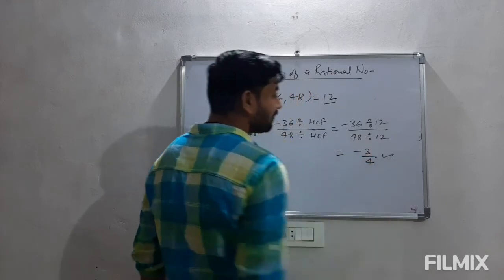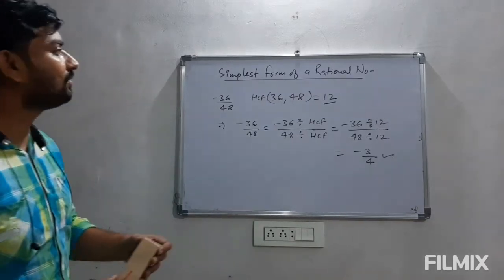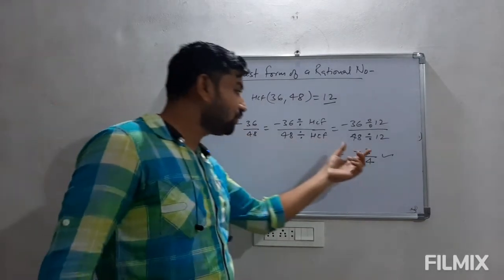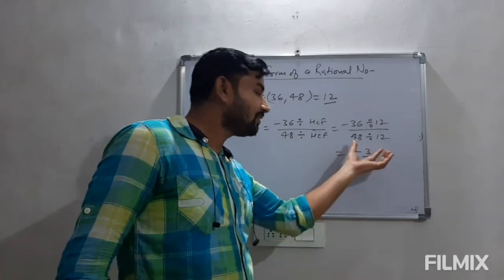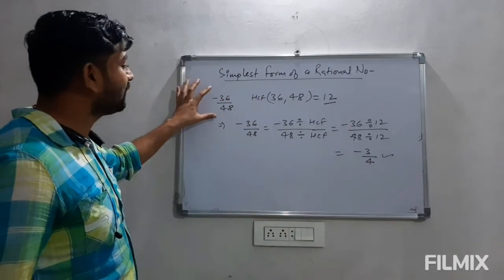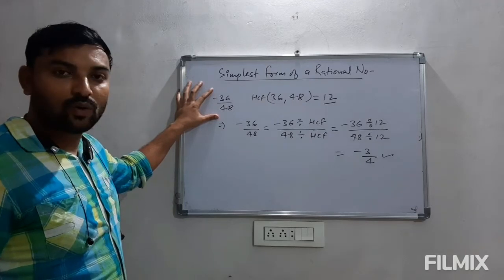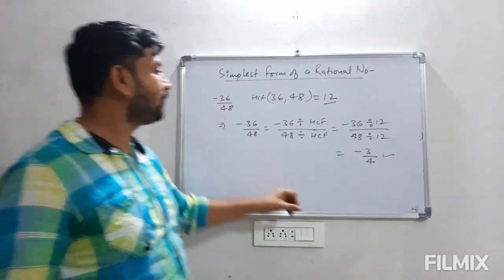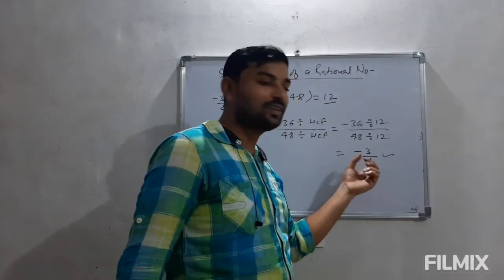So this is the simplest form of this given rational number, where if you now calculate the HCF, this will come out to be 1. It means a given rational number is in simplest form only when the HCF of numerator and denominator is 1.